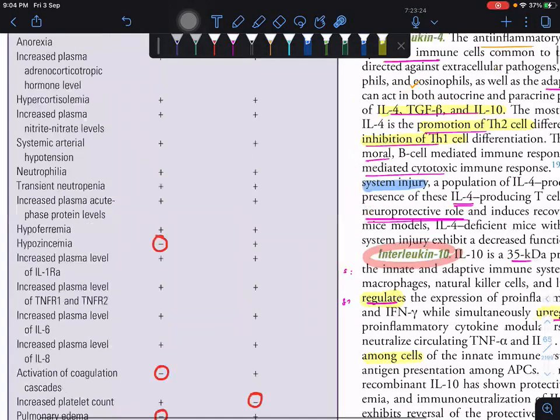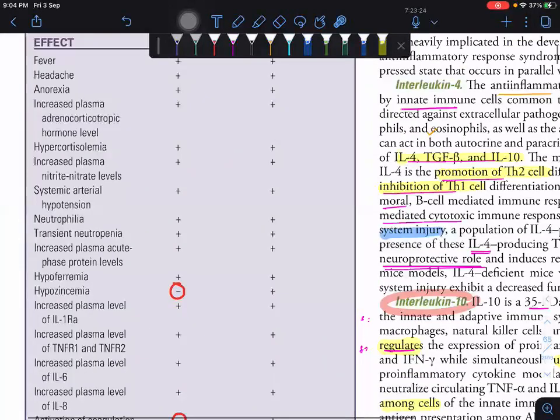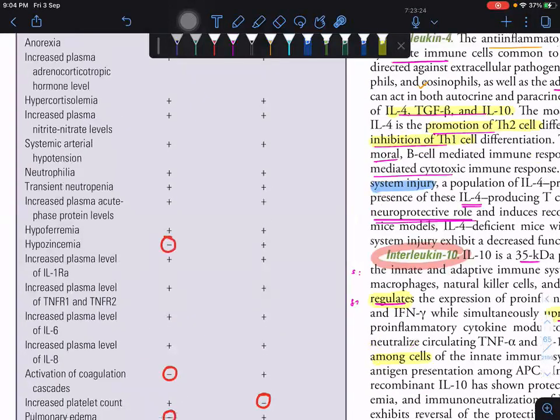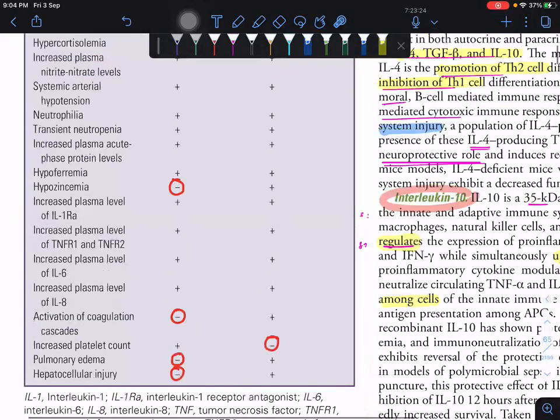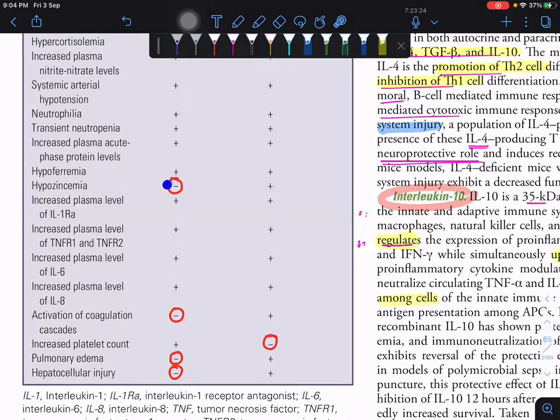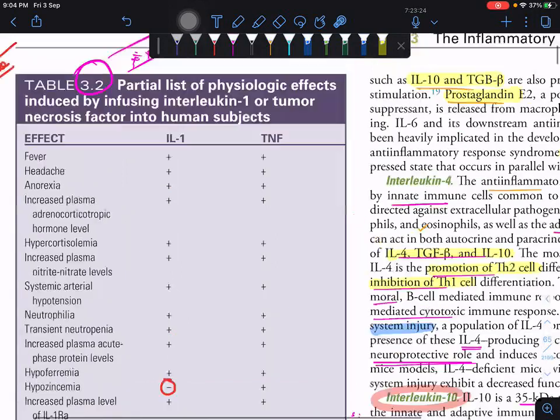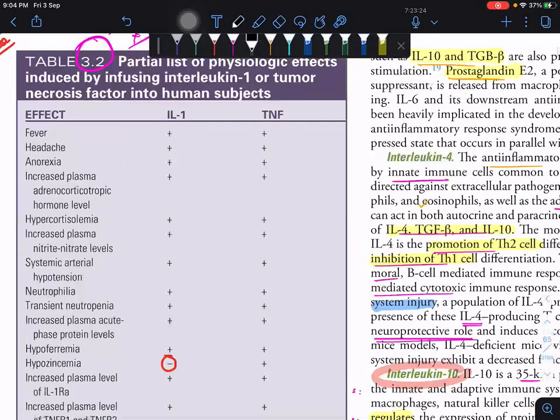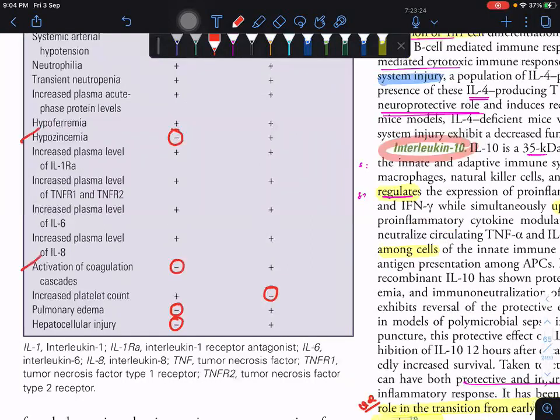But in IL-1, what things are not happening? You just remember what things are not happening, as that can be asked as an MCQ. In IL-1, what is not happening is hypozincemia; the zinc level is not decreasing. The coagulation cascade is also not activated, and pulmonary edema and hepatocellular injury also do not happen. If you're injecting IL-1, the things which happen in TNF do not happen. Once again, in TNF-alpha, only the platelet count is not increasing. And in IL-1, hypozincemia, activation of the coagulation cascade, pulmonary edema and hepatocellular injury do not happen.